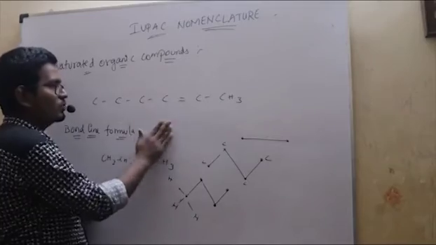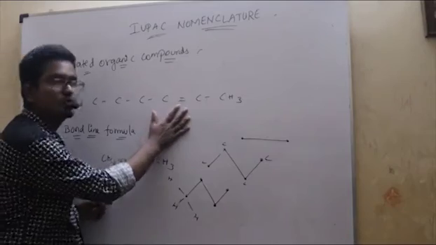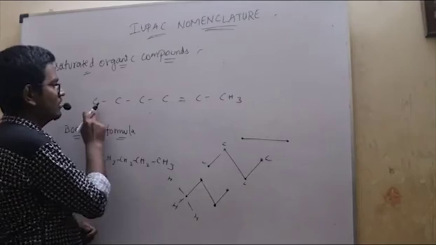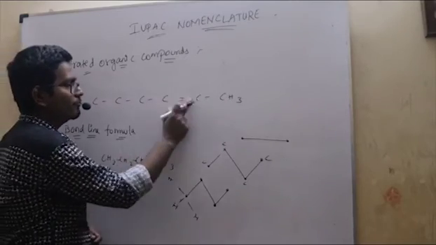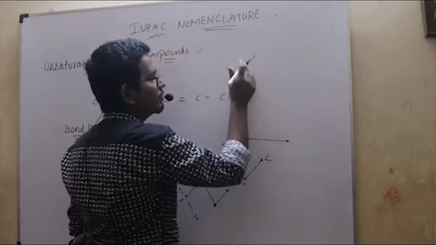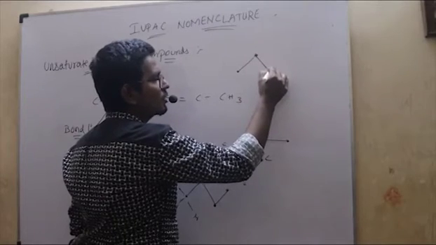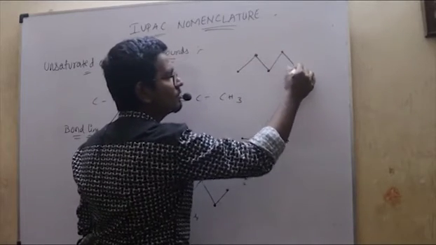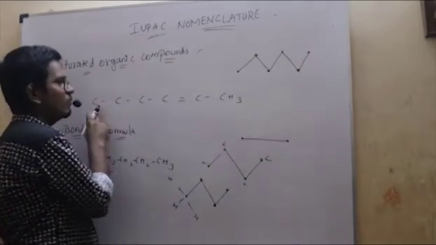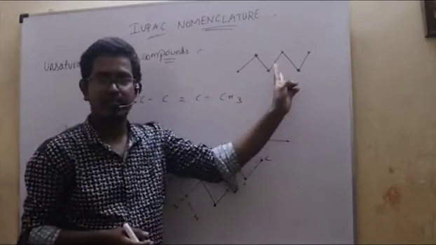Now if I ask you to draw the bondline formula for this compound, let's see how I am going to draw it. First, you can see 1, 2, 3, 4, 5, 6 carbons are there. If I draw a line, two carbons are there. One more line is the third carbon. One more line, fourth carbon. One more line, fifth carbon. One more line, sixth carbon. How many carbons are there? 1, 2, 3, 4, 5, 6 carbons. So is the structure I drew here correct?